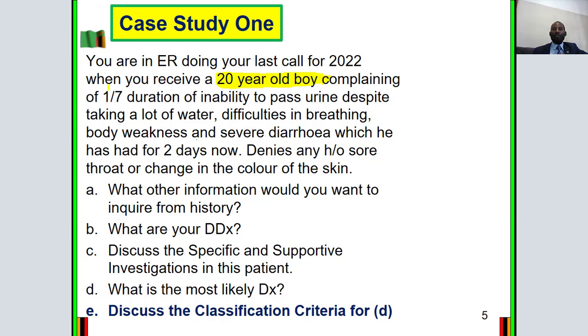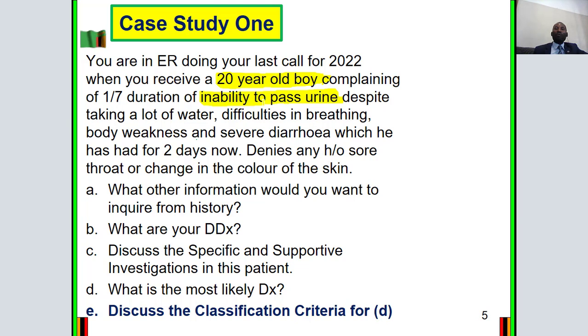And what's the problem? The problem is inability to pass what? Urine. So with inability to pass urine, we know the kind of system we're now talking about. We can identify that we are talking about the genitourinary system, or we can say we have opened the door to renal medicine.